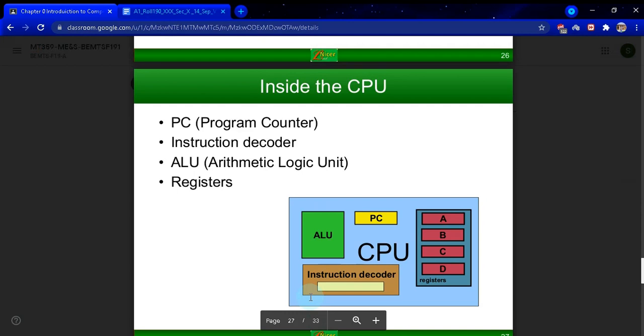Microcontrollers and embedded systems. Today we will look at the concept of microcontrollers and embedded systems, that is, the components of the CPU and its working, and the AVR's working in the CPU. Basically, here we can see that the components of the CPU consist of a program counter, a register, an arithmetic logic unit, and an instruction decoder.